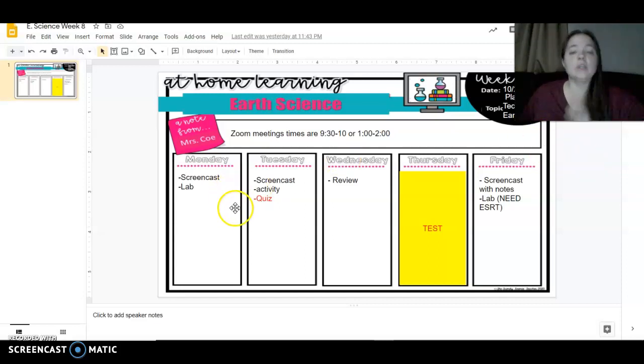For this week, look over what you have before the week starts and write it down so you know what's going on and you don't miss the quiz or the test. Today, we are doing a lab. That's all we're doing today. Tomorrow you're going to have a screencast that goes with the activity, and then you're going to do the activity, and then you're going to have a quiz. That's just going to be on S and P waves and earthquakes.